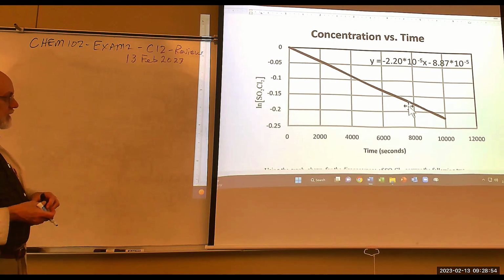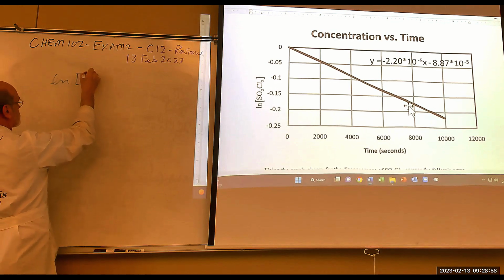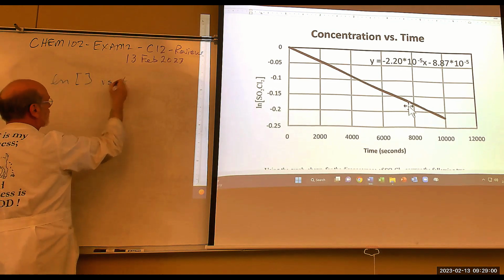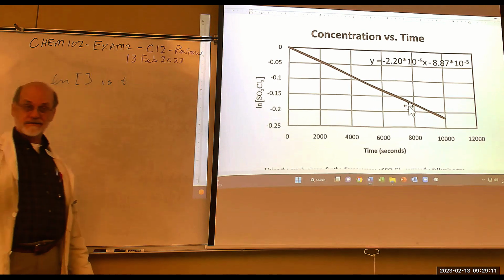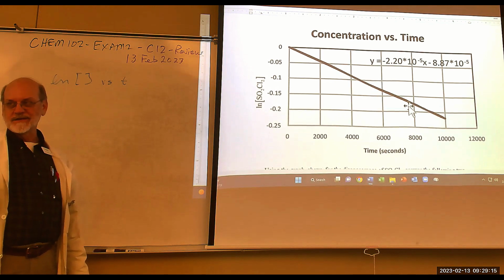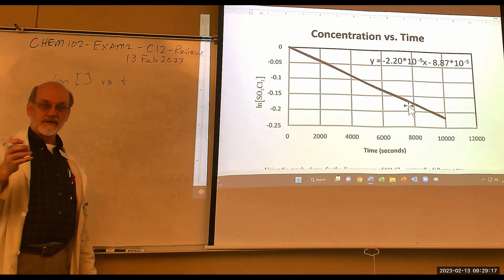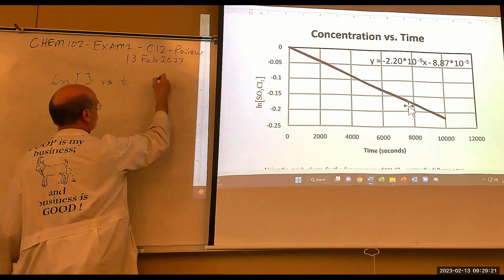Natural log. So if you have a natural log of the concentration versus time, what order reaction is this? It's either 0, 1, or 2, right? So 0 is raw data. Right? First order is natural log. Second order is inverse. So this is a first order reaction. This is first order.